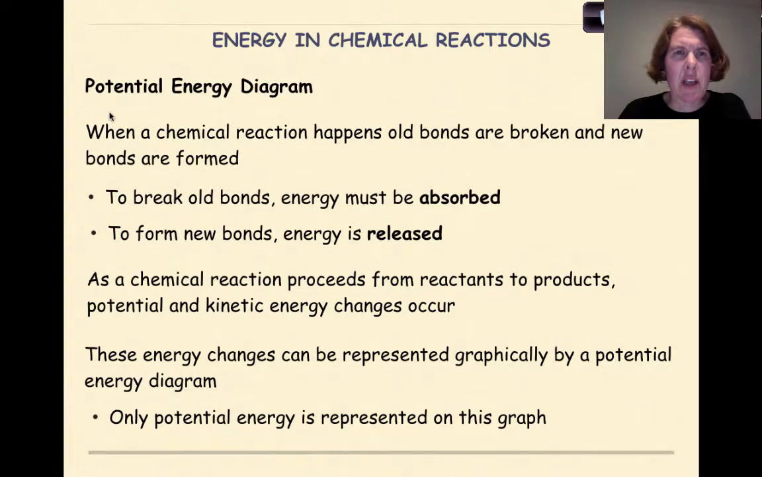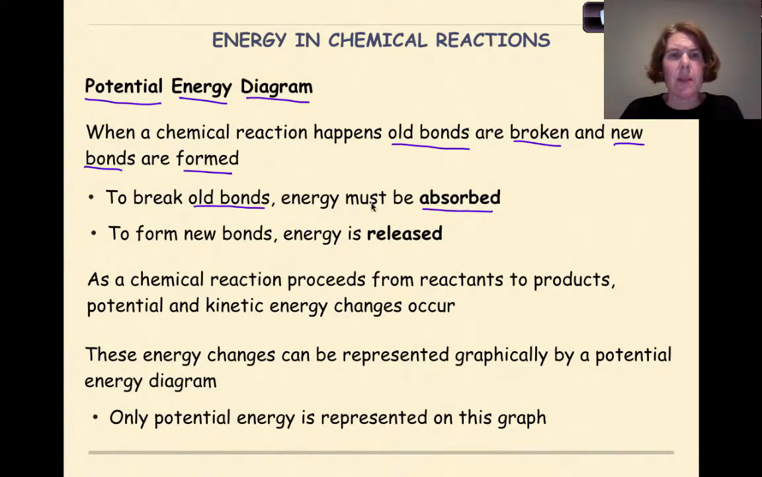What we need to first understand is the basics of a potential energy diagram. When a chemical reaction happens, old bonds are going to be broken and new bonds are going to be formed. That's a really important thing to remember, that when any chemical reaction happens, we're going to be breaking bonds and forming new ones. To break old bonds, energy must be absorbed. You have to put in energy to break something. To form new bonds, energy is released, because in the process of releasing that energy, it's going to become more stable, and therefore we're going to form those new bonds.